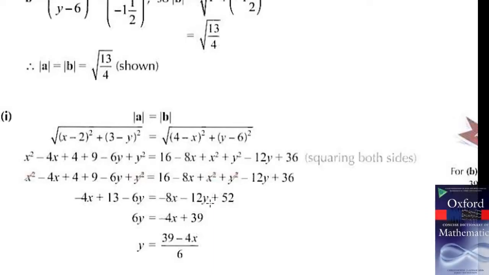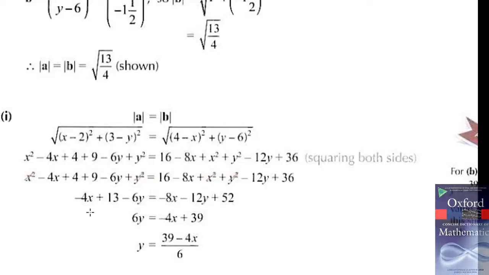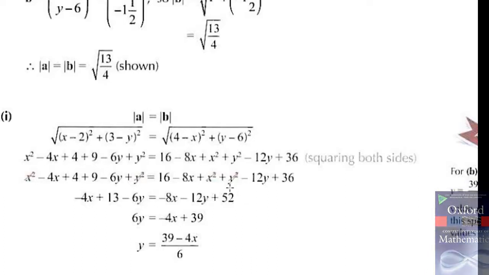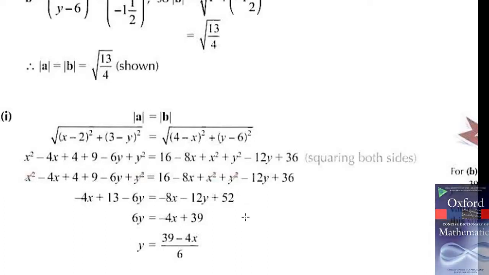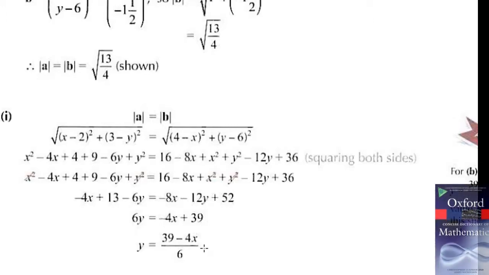So y will be separated on one side, and terms other than y we shift to the other side. Here we collect all the numbers without x and y, so that y will be separate from them. So y is equal to minus 4x plus 39, divided by 6.